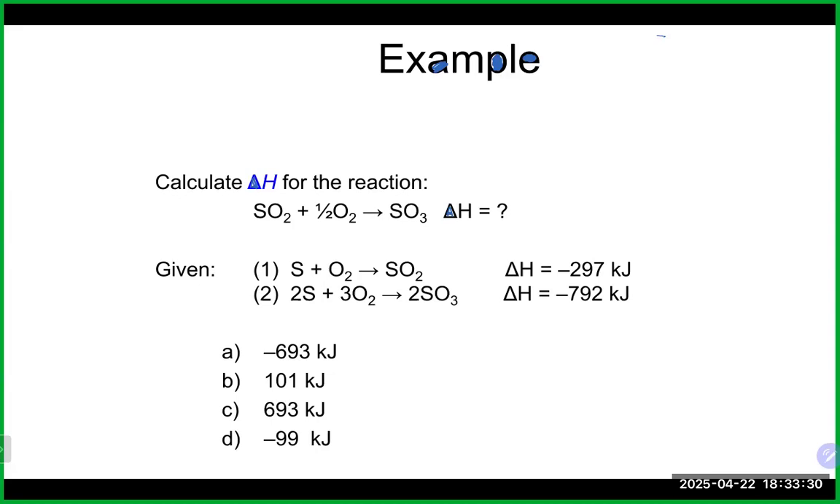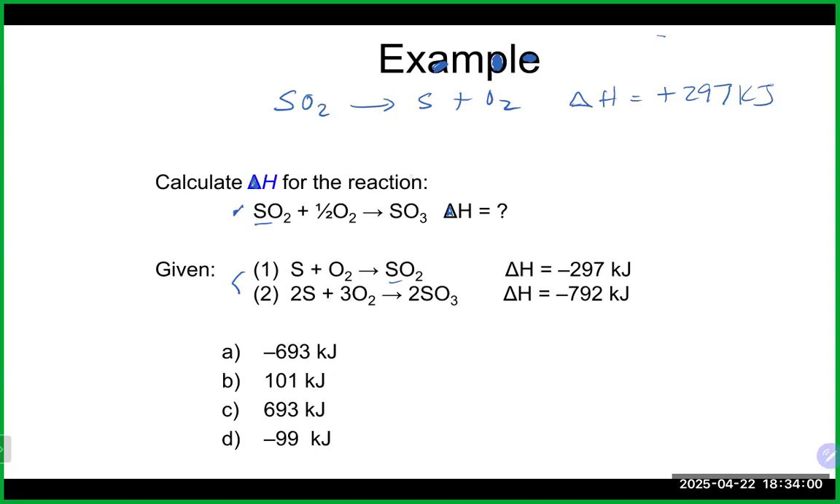Okay, so let's take a look. Again, the idea is just to build from these two, this equation. My approach usually is to try to get everybody on the correct side. I see SO2 on the left here, and I see it on the right. That tells me I probably should reverse that reaction. So let's do that: SO2 to S plus O2. When I reverse that reaction, the sign of my delta H is going to change, so it'll go from negative to positive in this case.